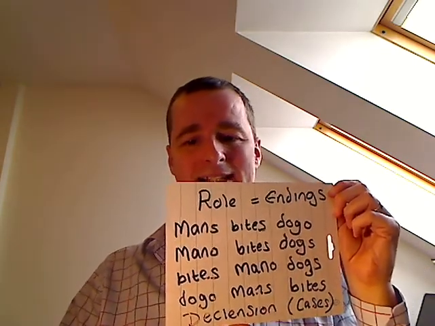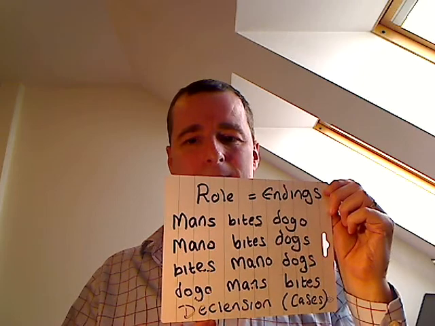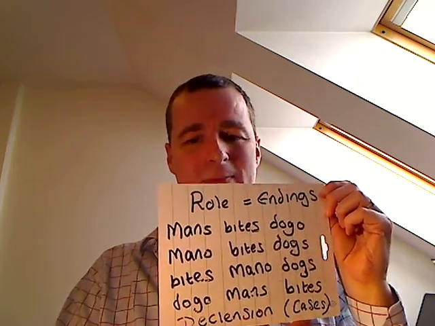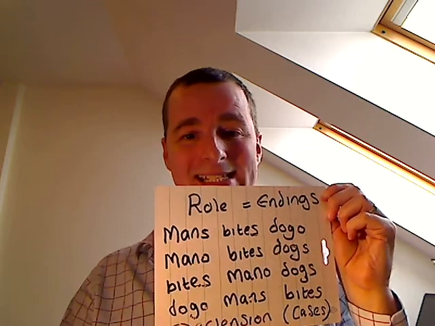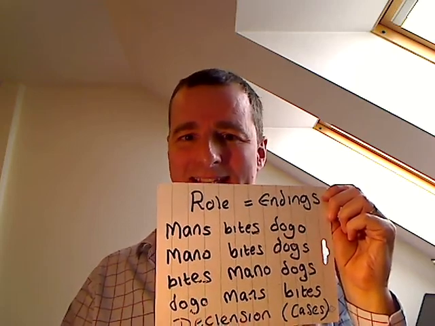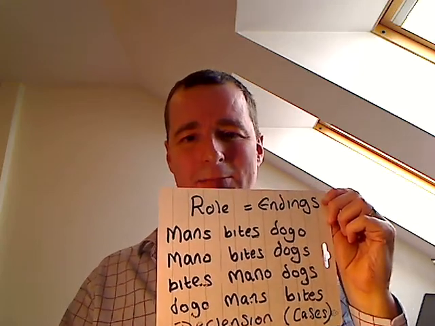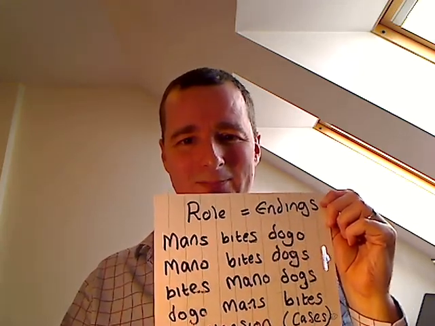And changing the endings like this is called declension. Okay? And the different roles that something is playing are called cases. And in languages that are case-heavy, that have lots of cases, the rules for declension can be quite complicated.